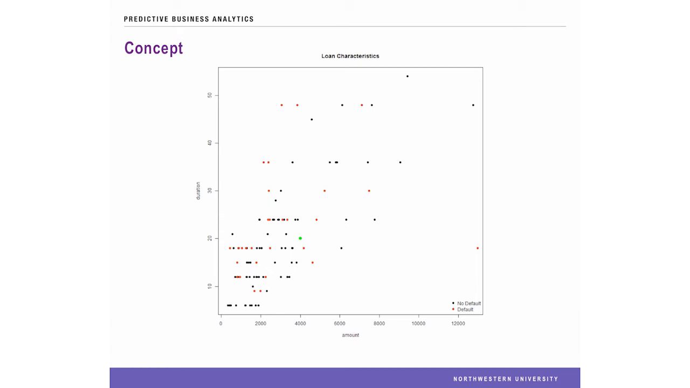However, there are a few things that we should consider. For instance, should we use the nearest single point, the nearest 5 points, or the nearest 10 points? What if some of the nearest points are defaulted loans and some are healthy loans? Should we take a majority vote or some other method?